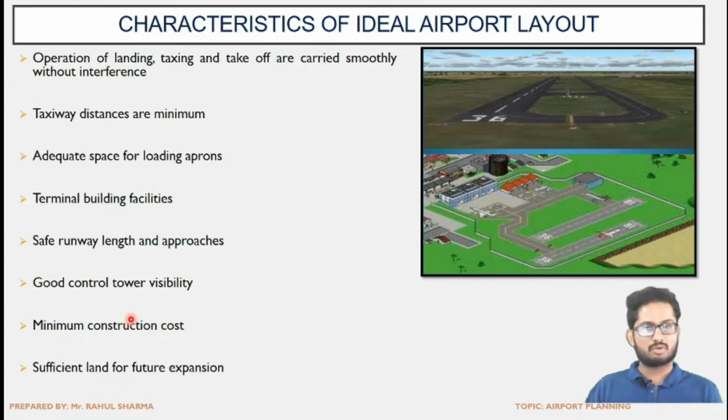Minimum construction cost, so that is an obvious point that cost should be as minimum as possible, and sufficient land for future expansion. With an increasing number of passengers and operations, we have to always keep future expansion in the back of our mind. So sufficient land should be available for that purpose.